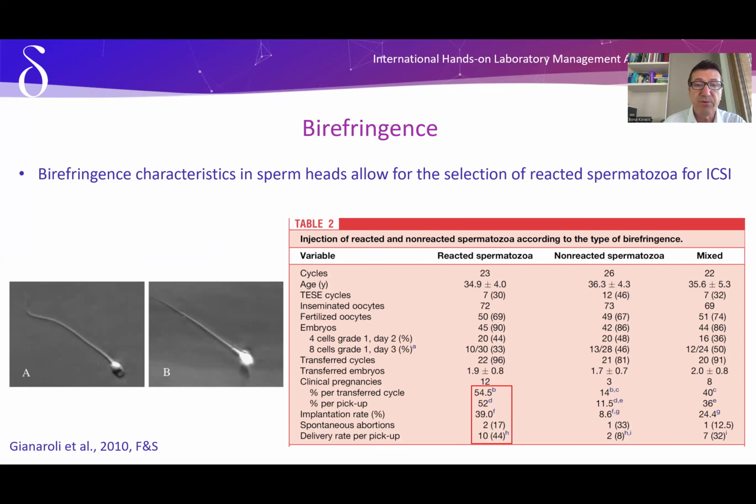Regarding birefringence, the first study was performed by the Gianaroli group, and they showed that the sperm heads that showed birefringence are in fact acrosome-reacted spermatozoa, and they compared the clinical outcome in 2 groups. The first group where the reacted spermatozoa were used for ICSI, and the second group with non-reacted spermatozoa. The study was performed on a very small number of cycles, but it has been presented that the clinical outcomes were significantly improved by reacted spermatozoa.